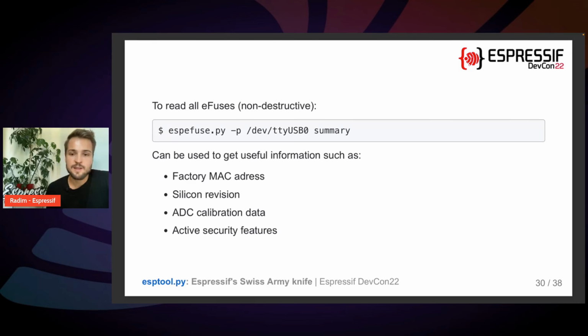But there's one command which actually is not destructive, which might be quite beneficial for the normal user. It's espefuse.py summary. And this allows you to get some useful information about the chips, such as factory MAC address, silicon revision, analog to digital converter calibration data, and active security features.